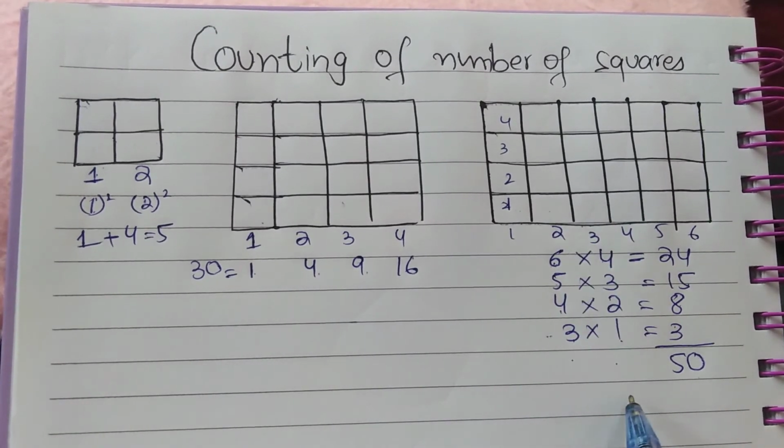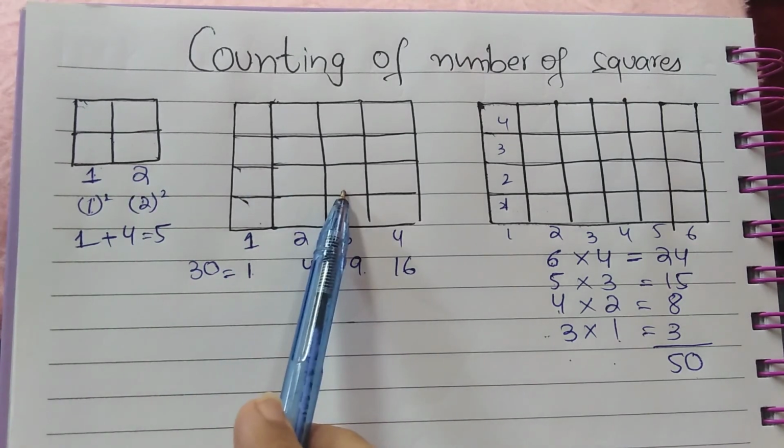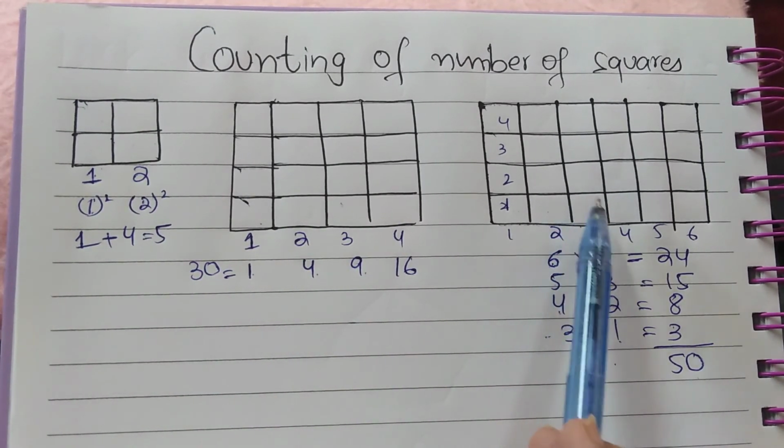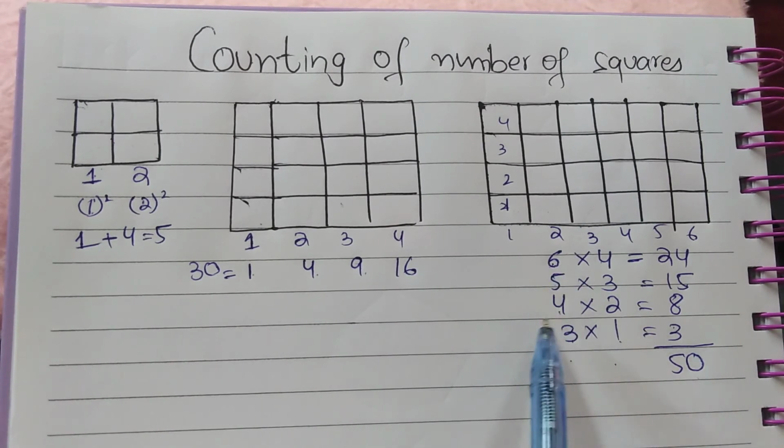This is the shortcut method to find the number of squares if the rows and columns are equal, and if the rows and columns are different. If we do it manually, it will be very difficult for us to find the number of squares. So these are the short tricks to find the number of squares.